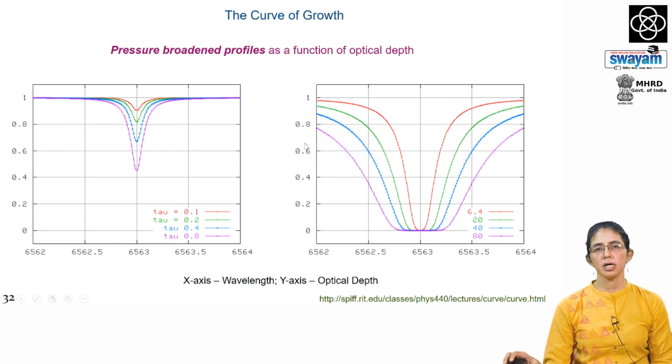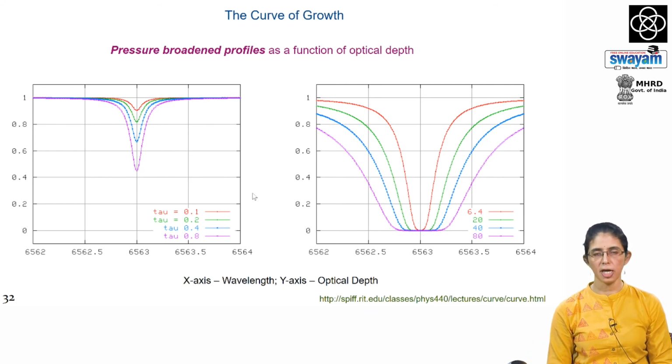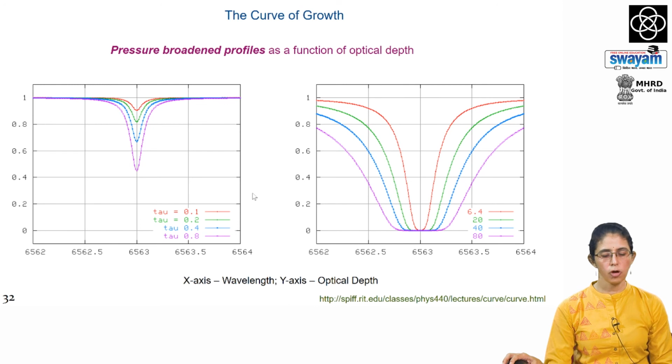The effect of optical depth on pressure broadened profiles is shown here. On the left hand side, again we have the effect of optical depth on the pressure broadened profiles, and one can see on the right hand side how the increase in optical depth not only changes the width of the profile, but the profile also starts becoming more and more saturated. So, by combining these two effects, one can see the effect of optical depth on the Voigt profile.